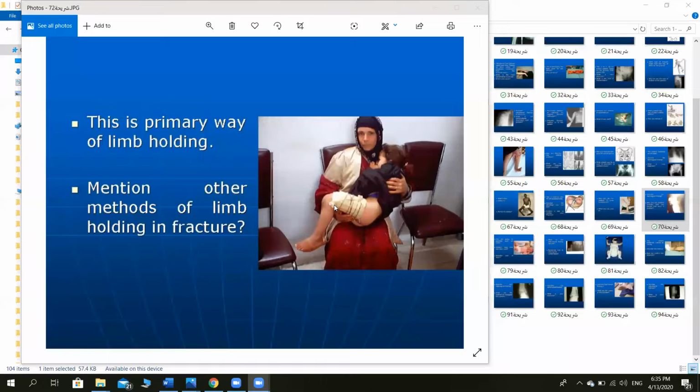This is a primitive method of splintage, what we call popular medicine. Or this is the simplest method of splint. Usually you cannot control the femur by such a splint. A splint should control the proximal joint and the distal joint. Such a tight cast might lead to ischemia sometimes. Usually the methods of holding a fracture are either traction, or splints like POP, or internal fixation, or external fixation.